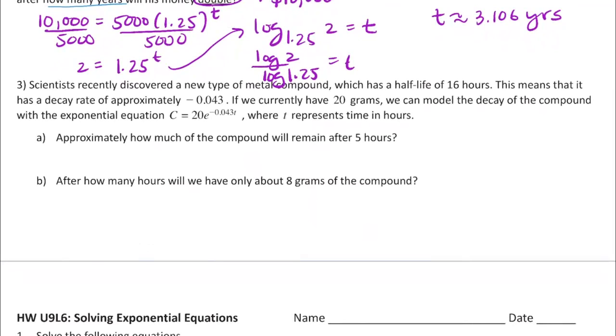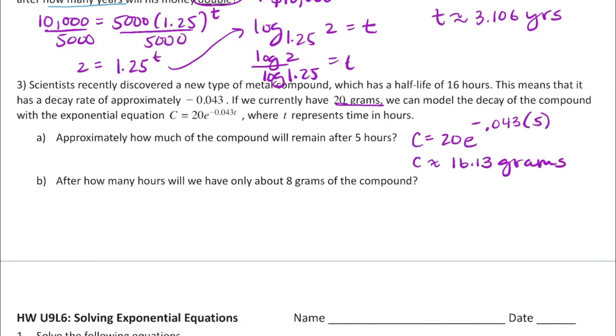So we can see here that we have E, and you're going to use your calculator to raise E to this power. Now we have to be really careful that you multiply that negative 0.043 by the 5 and then take E to that power, all right? Then multiply that by the 20 and you get approximately 16.13. And remember, this is in grams, right? So here we go.